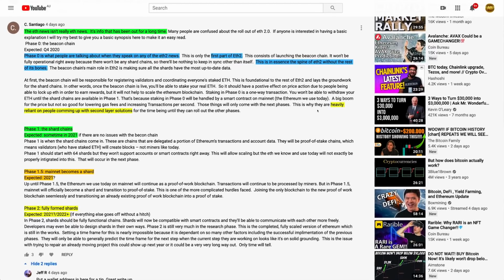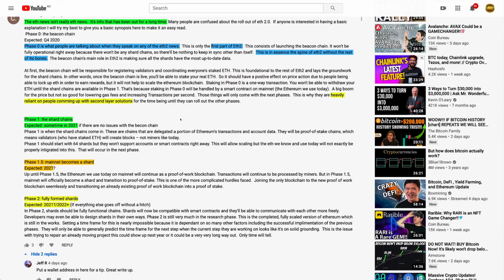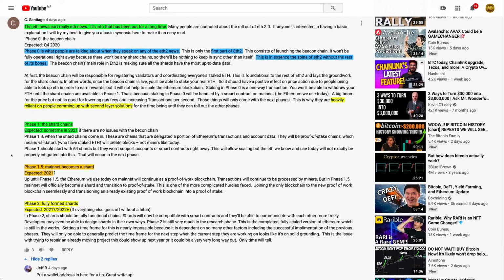Now, C.Santiago says what a lot of people are saying, that Ethereum 2.0 is heavily reliant on people coming up with second layer solutions. So as he mentions here, there are several phases. Phase one is of course expected sometime in 2021. Phase 1.5, when the mainnet becomes a shard, maybe in 2021, we just don't know. Phase two, fully formed shards, 2021. Based on what I've read, it seems like 2022 is going to be the earliest that this will come out. So feel free to read his comments to see what all these phases are about. Today's video is going to be more of a focus on layer 2 solutions.